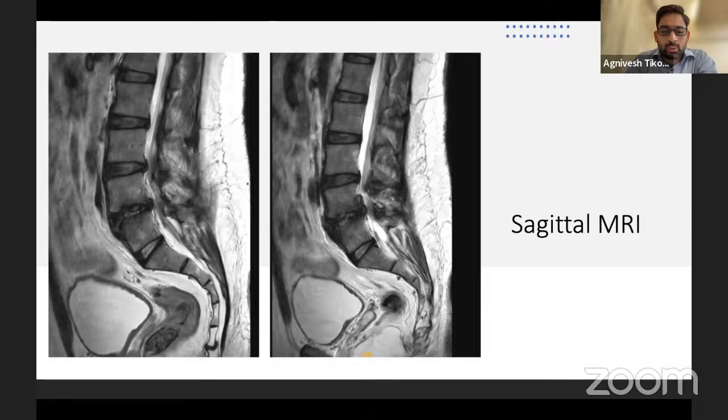I don't understand this OLIF, TLIF, MIS-TLIF, and this transition rod system and all of this. So how are you going to look at this MRI and how will you plan this treatment?